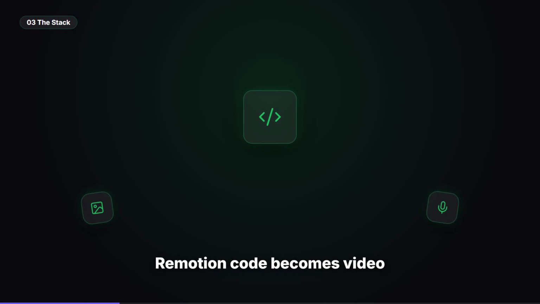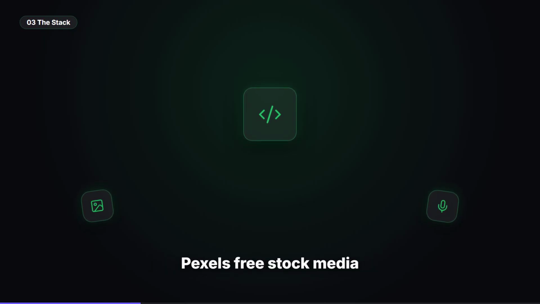3 tools, all free or free tier. First, Remotion, an open-source, React-based framework that turns code into video. Second, Pexels, a free stock photo and video API. Third, a text-to-speech engine for the voiceover. That's the entire stack. No paid editing suite required.